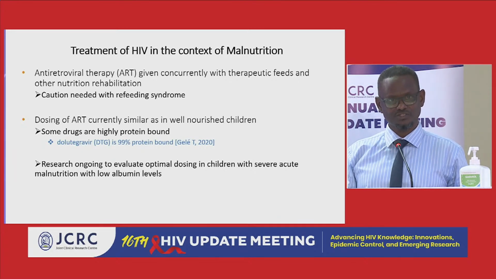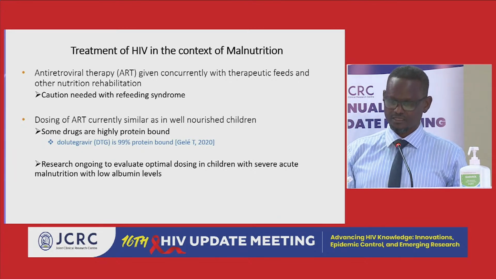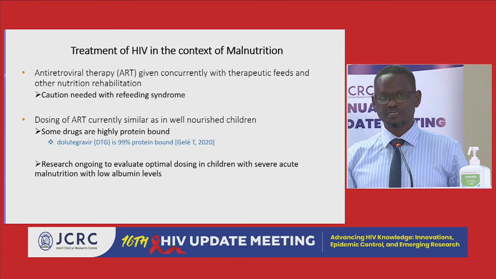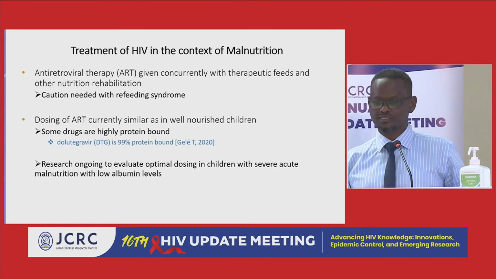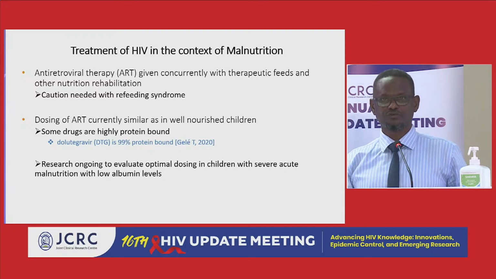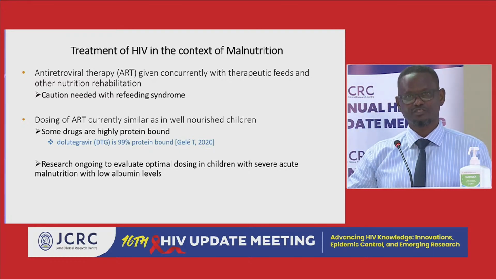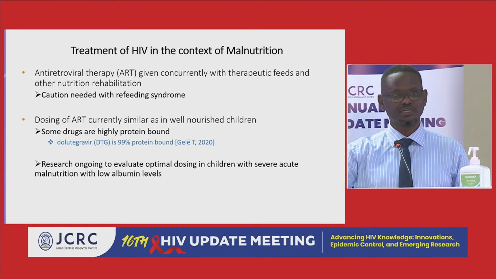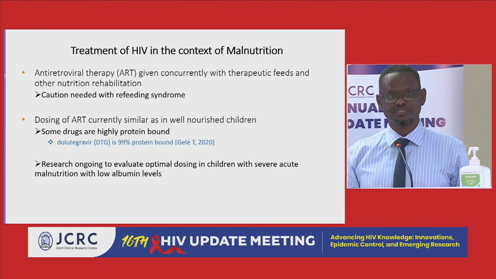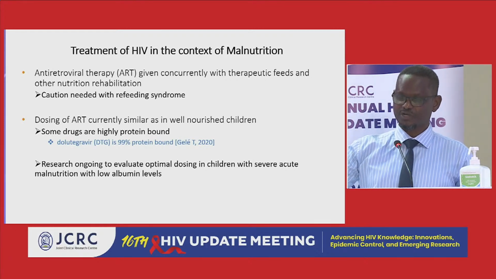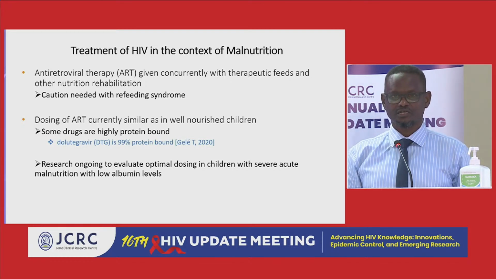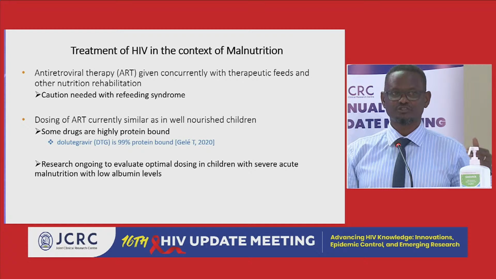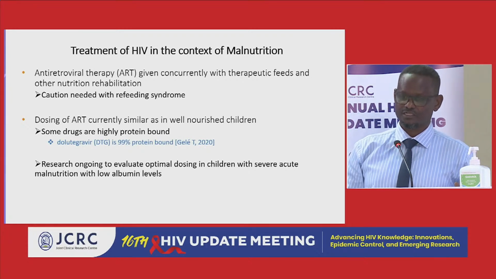But do they have the same physiology? I think there is a challenge there. So we know that drugs like dolutegravir are very highly protein bound. In fact, DTG is 99% bound to albumin. So meaning that if you give a lot of the drug, much of it will be left free, and that could cause toxicity and may not even end up at the site where it is aimed to go. So it's very important that we evaluate whether the malnourished children actually need different drug doses.